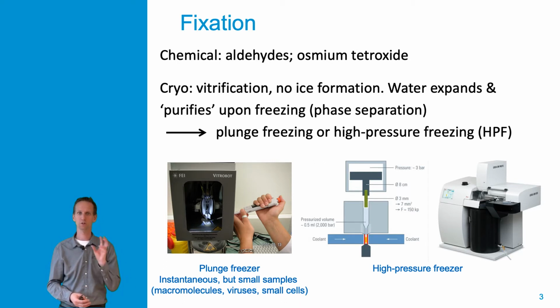The first is with chemicals. These are, for instance, aldehydes, or we can use osmium tetroxide, which, as we see later, will also act as a stain, so as an electron contrast agent for our microscopy.